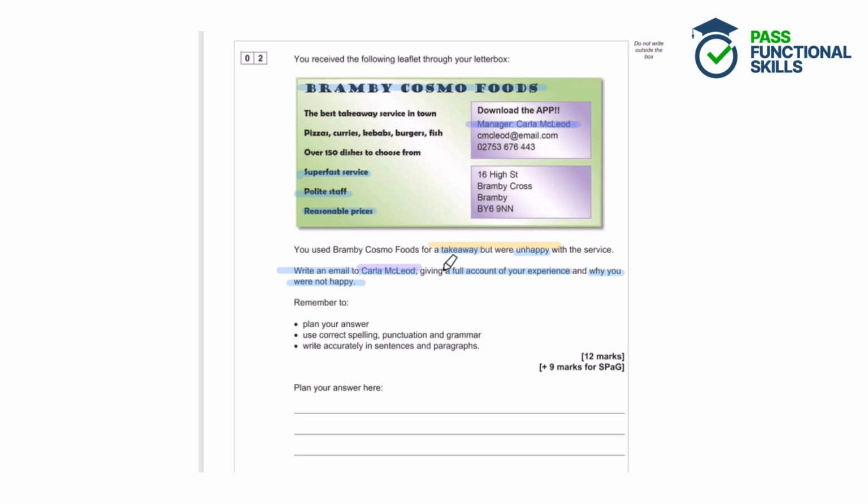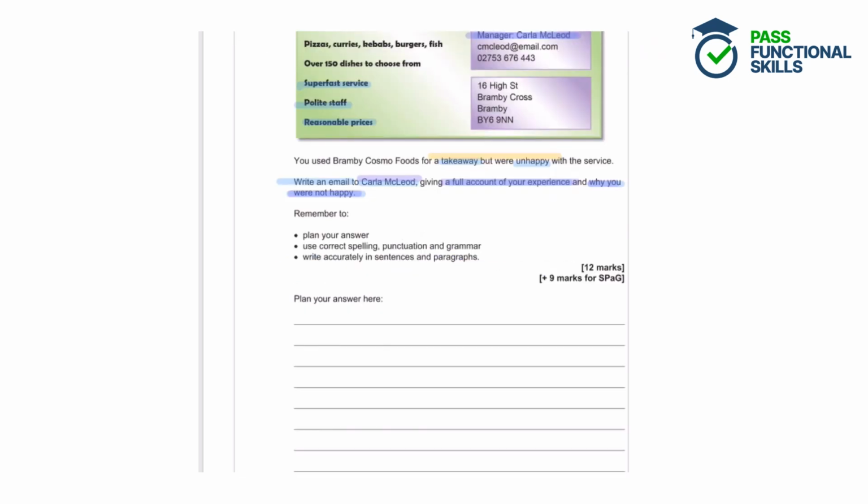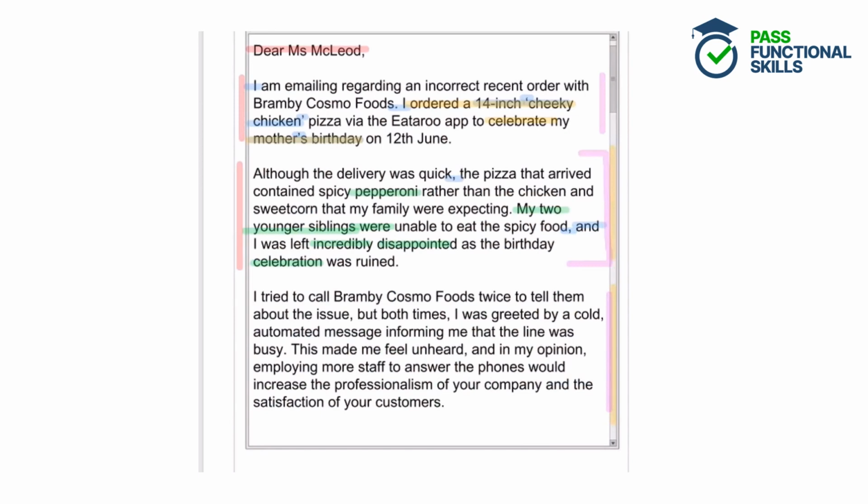And our purpose is to give a full account of our experience, so give a description of what happened and then explain why you were unhappy with this. So we need a description and an explanation. And we definitely got this in the answer. So we've met that purpose by explaining what happened and saying why we were unhappy as well. So I was left incredibly disappointed as the birthday celebration was ruined, and this made me feel unheard. So explaining how it made them feel overall.